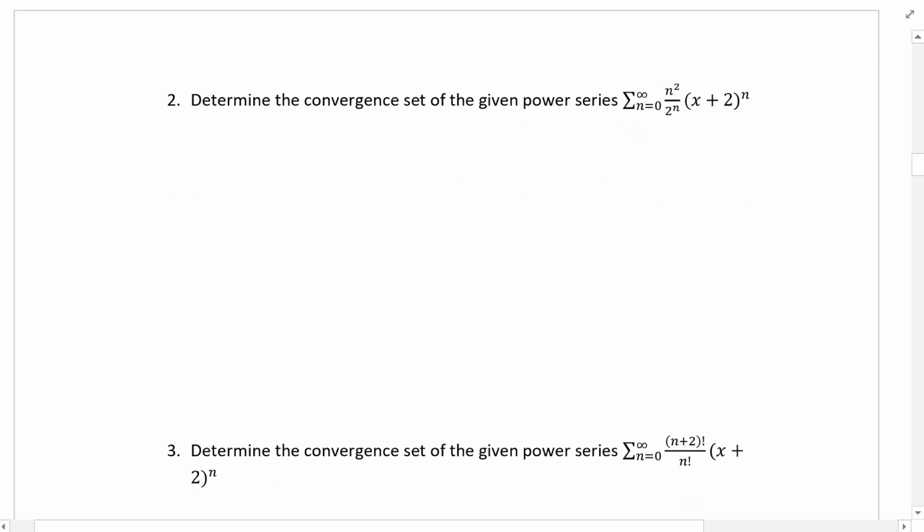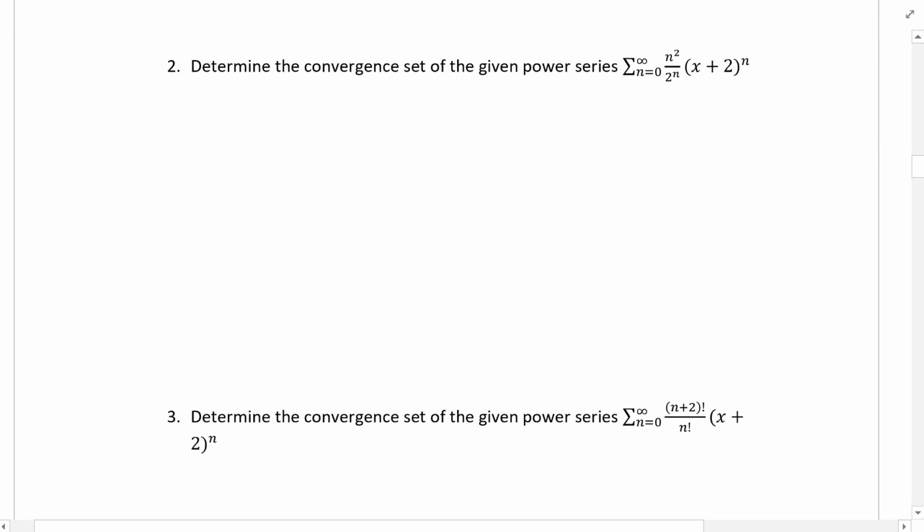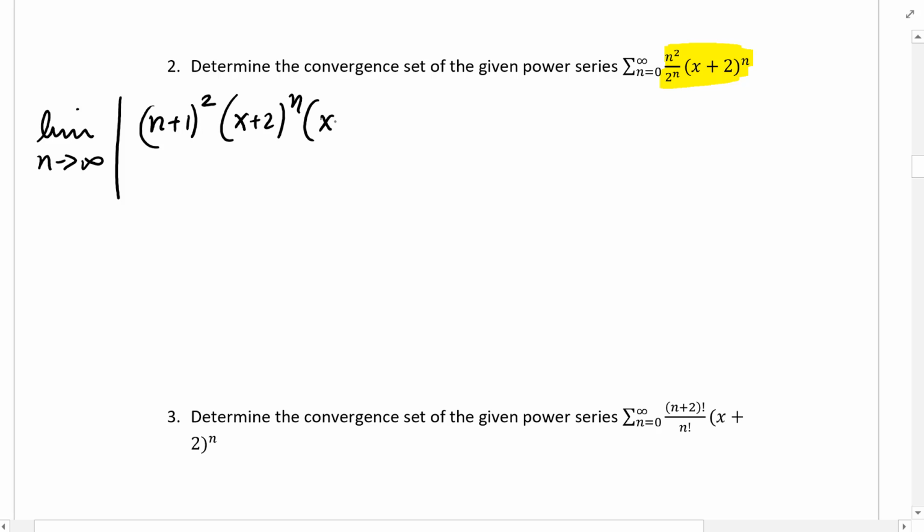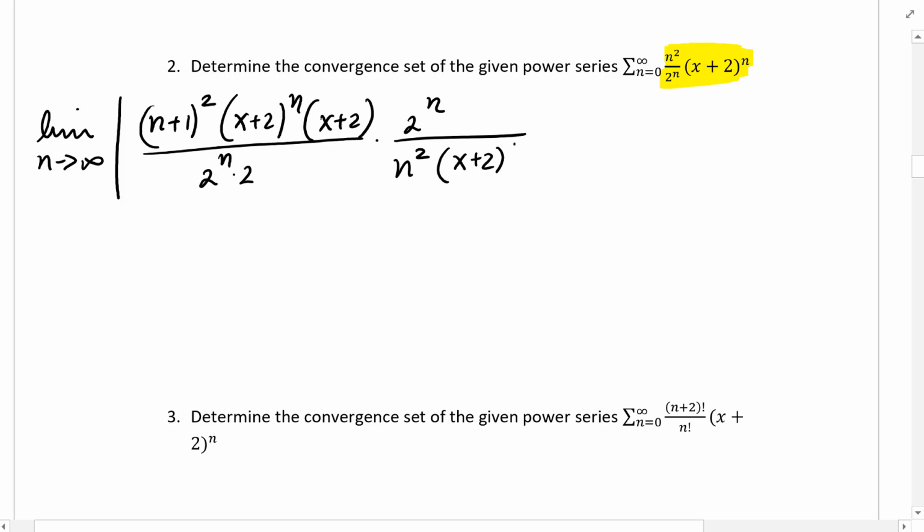Let's try another one. Determine the convergence set of the given power series. So this time, the power series is centered at negative 2. So we have limit as n is approaching infinity, and let's skip some steps and put n plus 1 first, and then times the reciprocal of a sub n. So we have n plus 1 squared times x plus 2 to the n times x plus 2, because it was 2 to the n plus 1, over 2 to the n times 2, times, and now the reciprocal, 2 to the n over n squared times x plus 2 to the n.